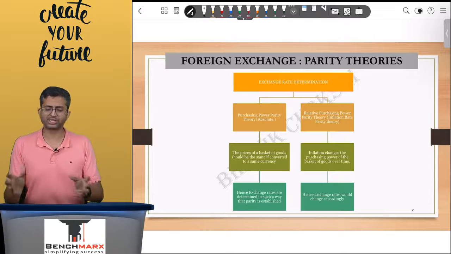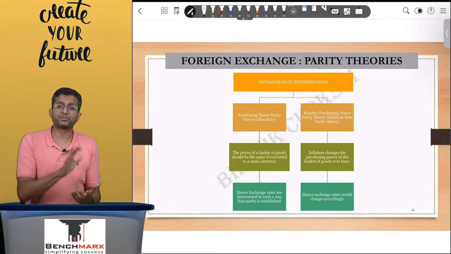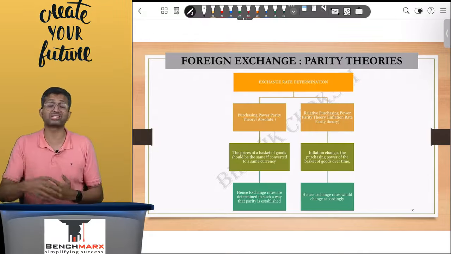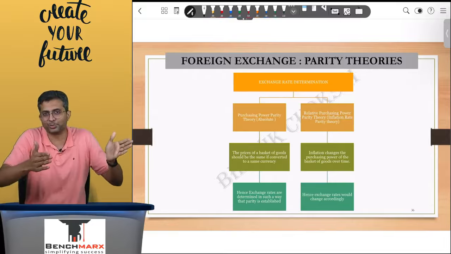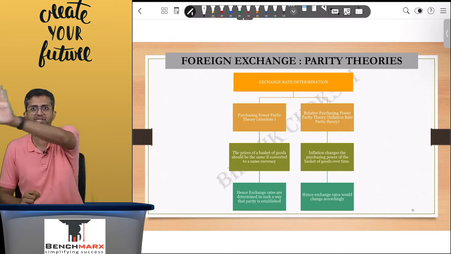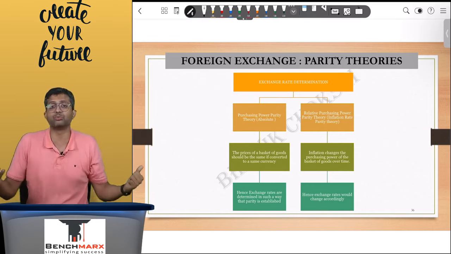That is, a basket of goods will cost the same across the world. So if, let us say, a basket of 50 pens is costing $1 in the US and the basket of 50 pens is costing 50 rupees hypothetically in India, that means if A is equal to B, B is equal to C, that is $1 is equal to 50 pens, well 50 pens is equal to 50 rupees, then $1 equals 50 rupees. This is how the exchange rates would have been determined.